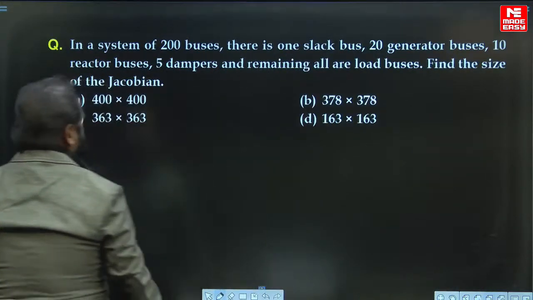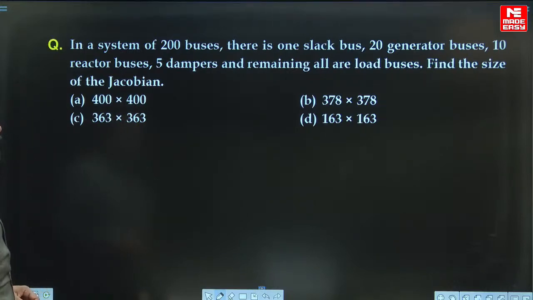Next is: in a system of 200 buses, there is a slack bus, 20 generator buses, 10 reactor buses, 5 dampers, and remaining all are load buses. Find the size of the Jacobian.